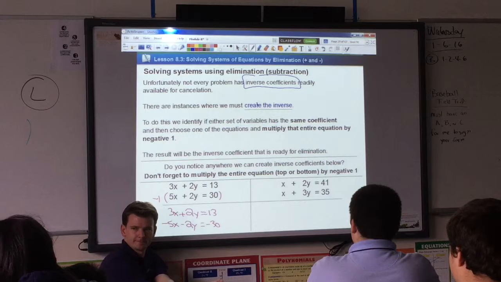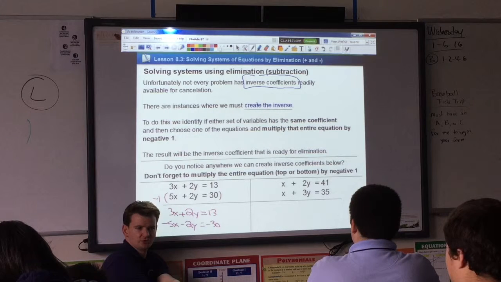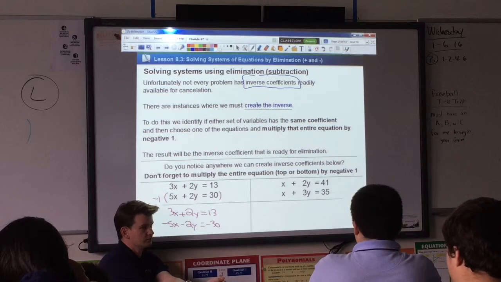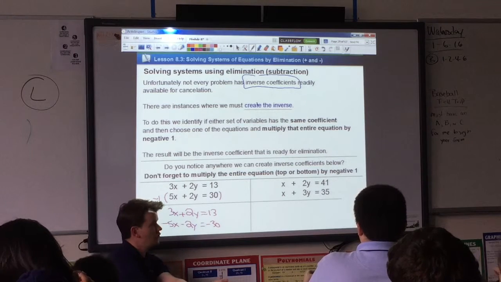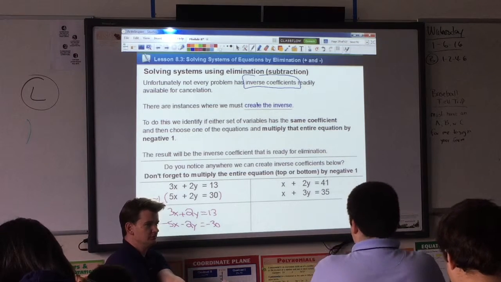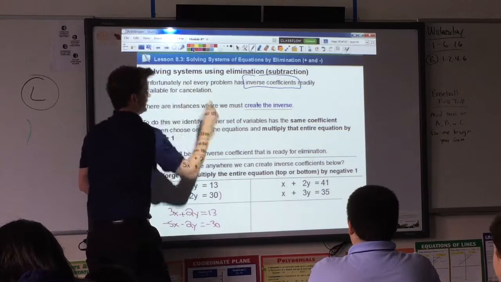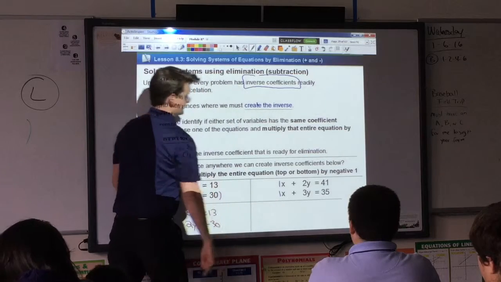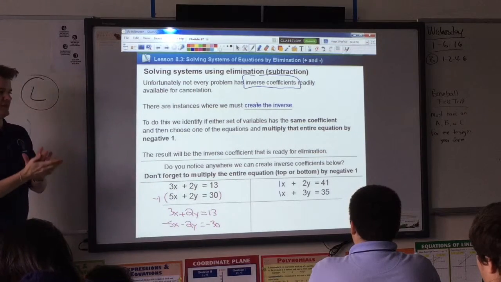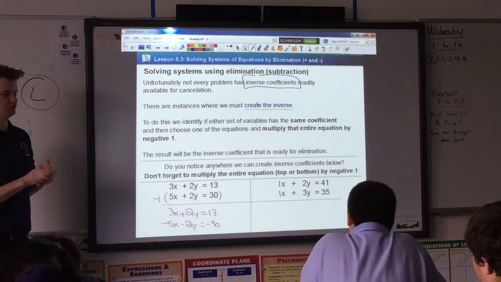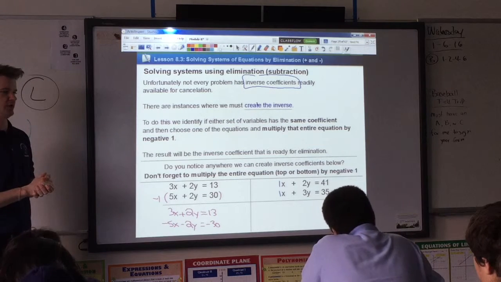Equation on the right. Do I have inverse coefficients, Lucas? Yes or no? No, I don't. Do I have the same coefficient anywhere up there? Yeah, for which ones? 1x. Technically, that's a 1x, that's a 1x. So I have the same coefficient, but not inverse. I need to multiply one of those equations by negative 1. Doesn't matter. Which one do you want to multiply by negative 1?